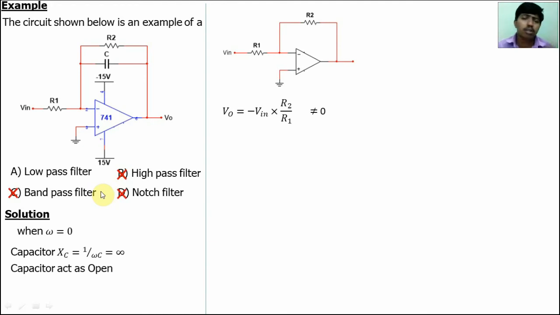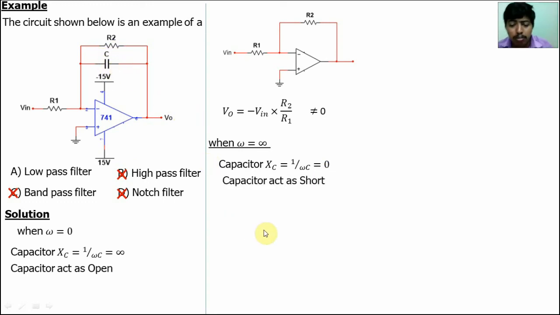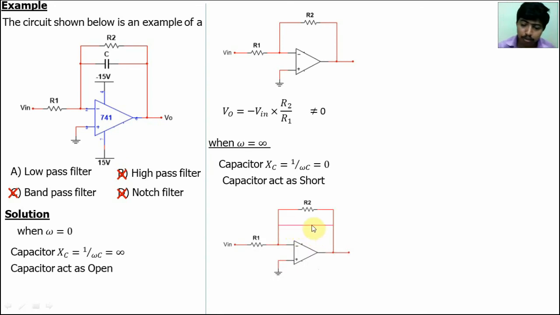So we may use another one, step 2 also. When omega is equal to infinite, the capacitor X is equal to 1 by omega into C. When omega is equal to infinite, 1 by infinite is equal to 0. So the capacitor acts as short circuit. So we may replace the capacitor by short circuit. So now the circuit will become like this. The capacitor is short circuit.